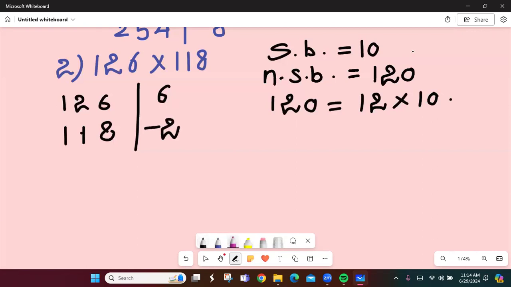So what is our next step? Yes, multiply these two. So 6 into negative 2, that becomes negative 12. And if I cross add, either 118 plus 6 or 126 plus negative 2, both will give me the same result, 124.